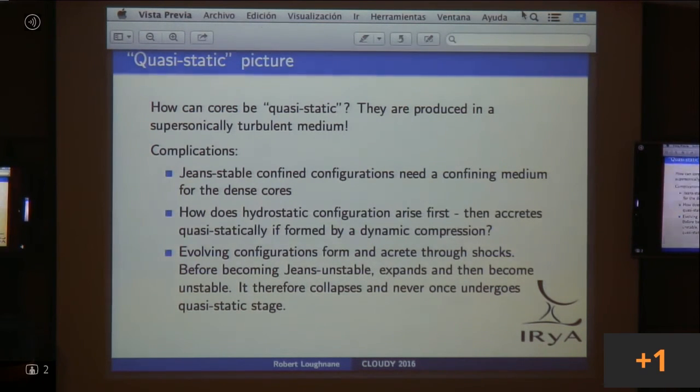Evolving configurations tend to form. They then accrete through shocks. Shocks are formed by the turbulent motions. Before they collapse due to their mass exceeding the Jeans mass, they expand and then become unstable. They therefore collapse and never at all undergo a quasi-static stage. So the argument that we're posing here is that the quasi-static stage is a myth. It's a myth that's arisen from observations of low mass cores.